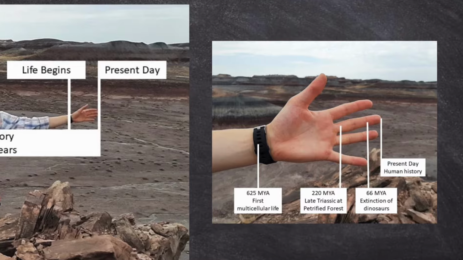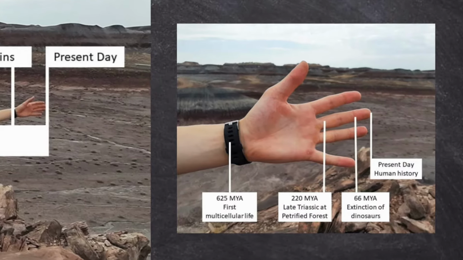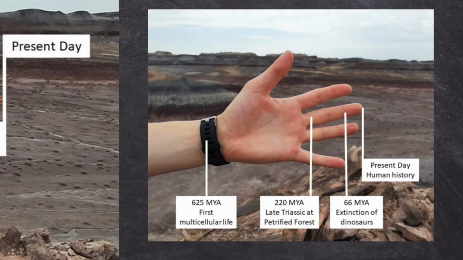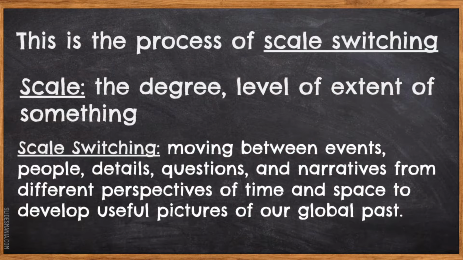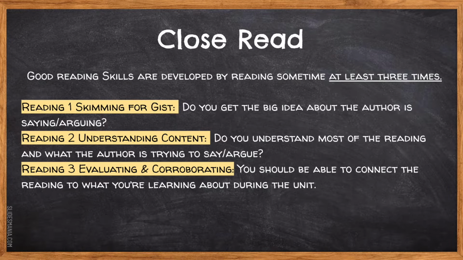So this year during class, we might zoom in on a particular historical event or zoom out to get the bigger picture. This idea of scale switching enables us to cover all of world history in a single year. The next historical thinking skill we're going to take a look at is close reading.